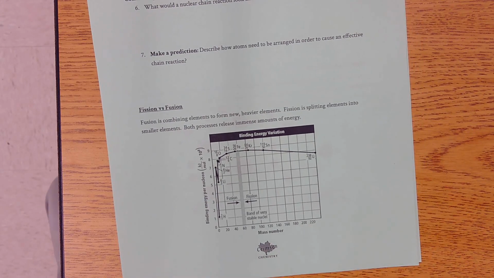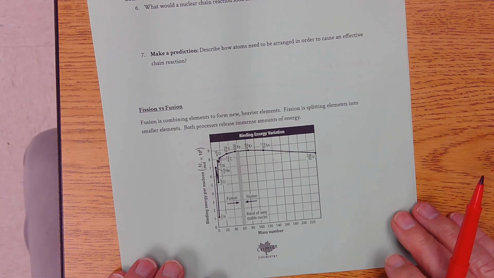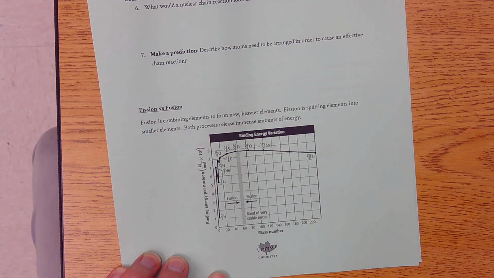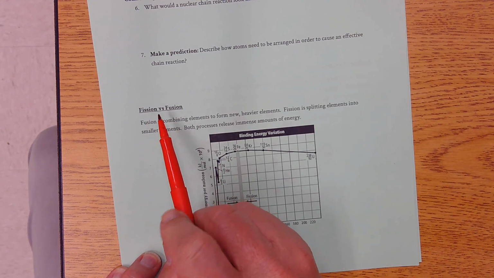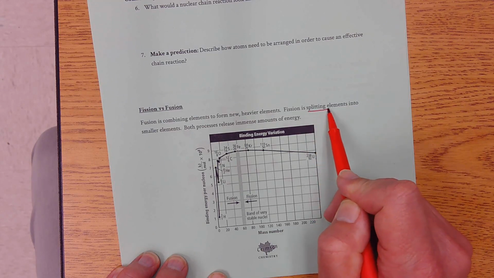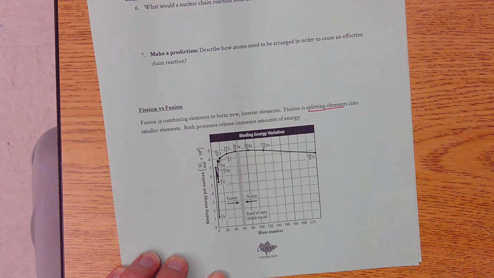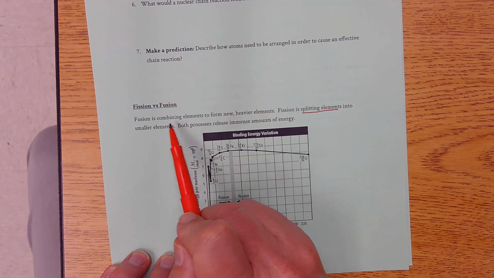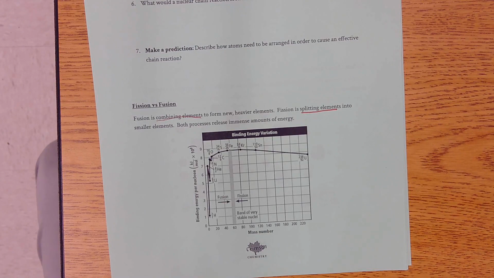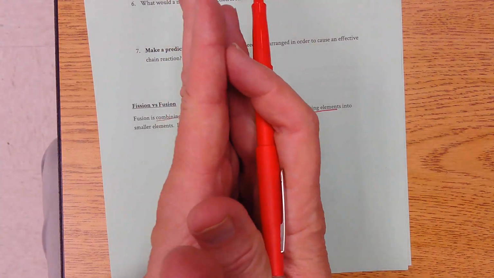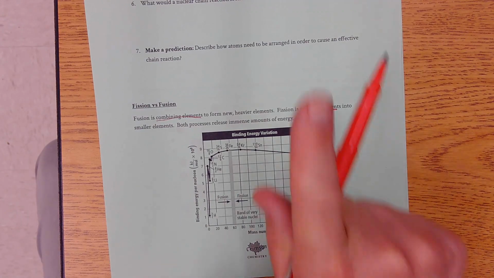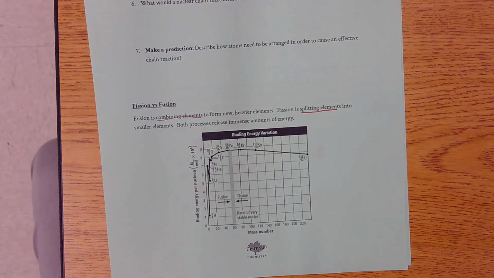There are two types of nuclear equations we're going to look at: fission and fusion. The major difference between those two is that fission is when you split an element into two different smaller elements, and fusion is when you combine elements together to form a new heavier one. So fusion, you're taking two things and fusing them together into one thing, and fission, you're taking one thing and splitting it into two other things, right?